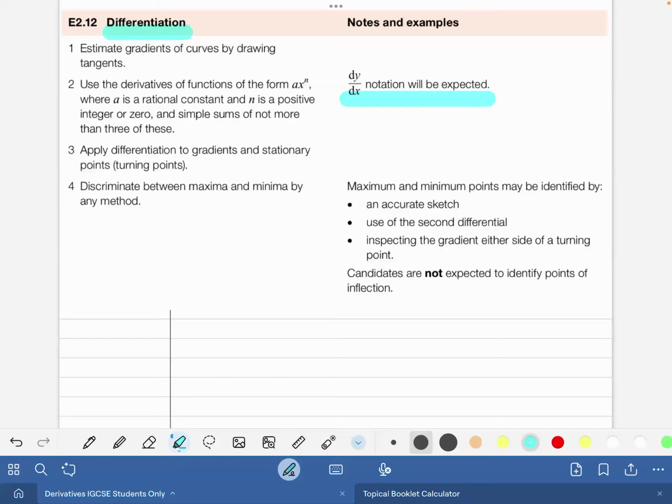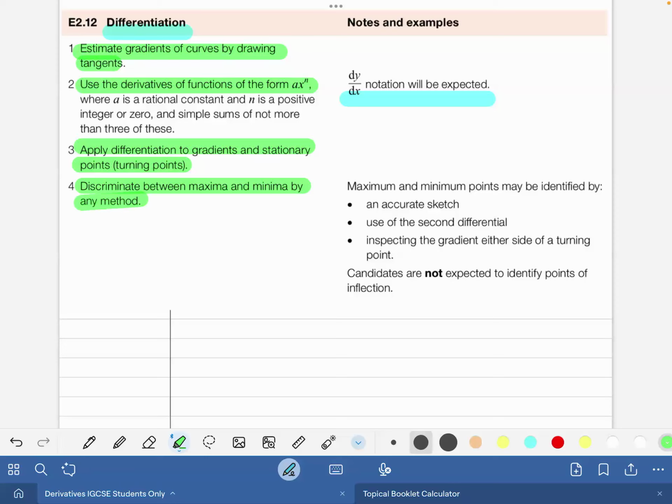And this chapter will have four important chunks. And those four important chunks are how to estimate gradient of curve by drawing tangents, and then use the derivative functions in the form of ax^n. Apply differentiation to gradient and stationary points, meaning turning points, and discriminate between maxima and minima by any method.